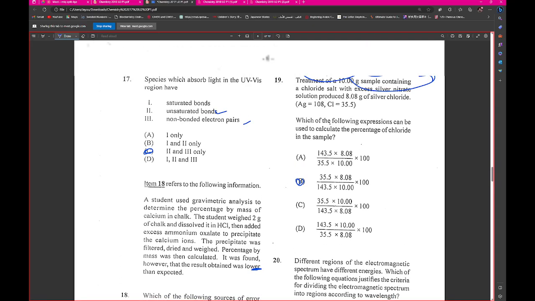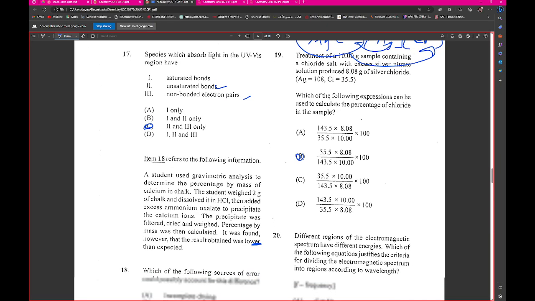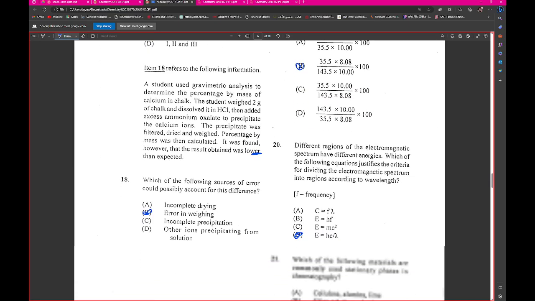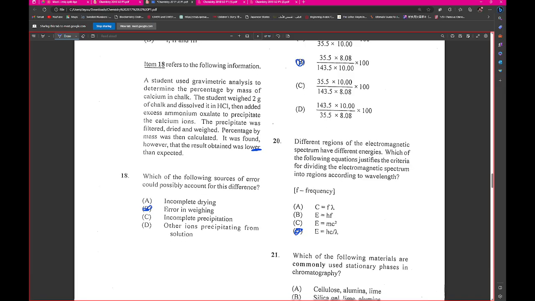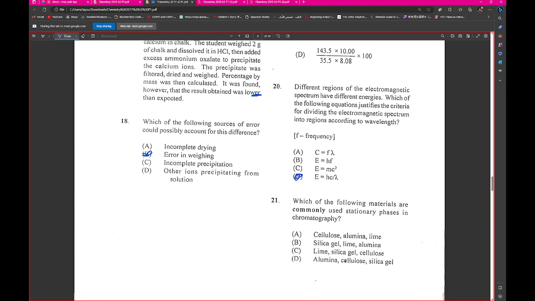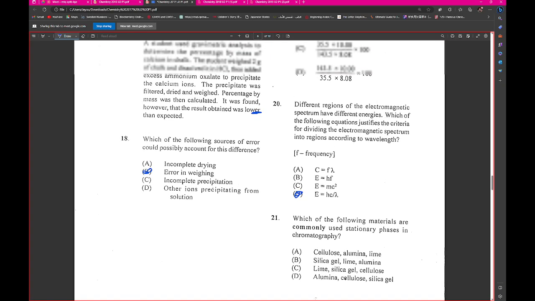I explained number 19 with the written equation and everything in the first 5 to 10 minutes of my video on 2021. We got that, and for 20 we're looking at energy equal to Planck's constant and speed of light divided by the wavelength, to divide it into different regions. Based on energies, similar energies will allow them to group into different regions based on wavelength.